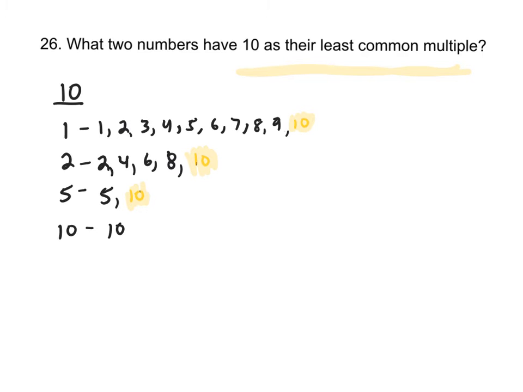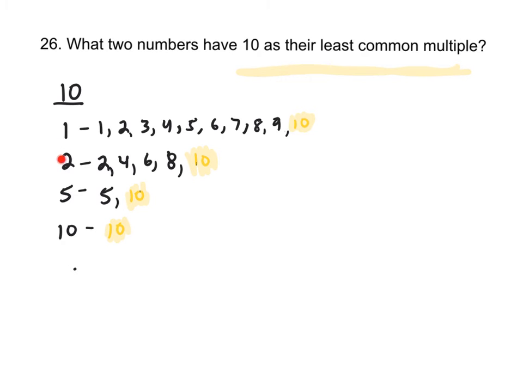So we're going to highlight that 10. So what two numbers have 10 as their least common multiple? Let's circle in red. Well, let's do the numbers 1 and 2. Do 1 and 2 have their least common multiple as 10? Well, let's look. 2 and 2. No, 2 would be the least common multiple, so those two wouldn't work.